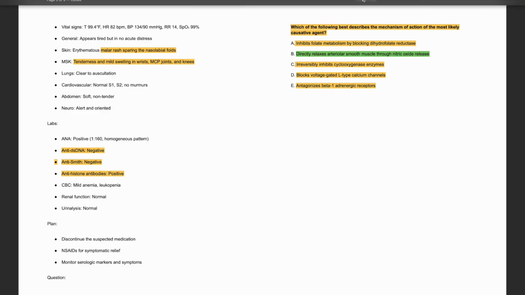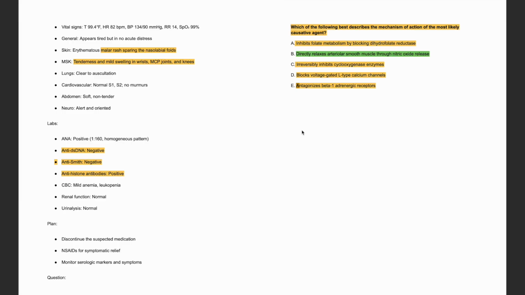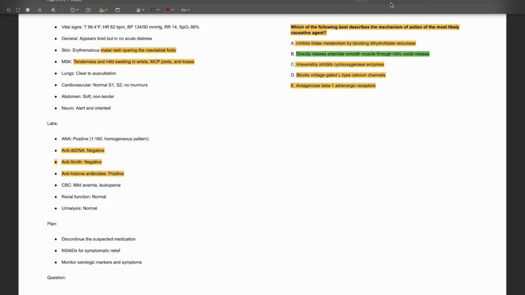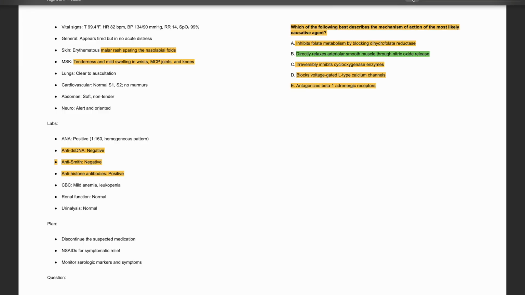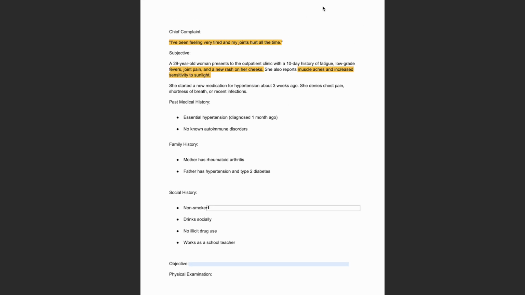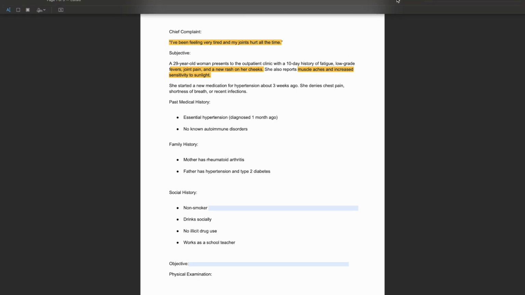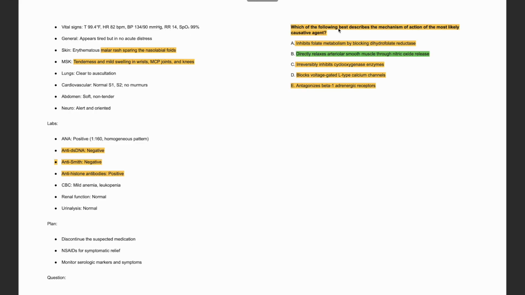So the key point to solving this question is we need to know three things. Number one is what SLE presents with, and then number two, we need to know that drug-induced lupus has antihistone positive antibodies. And number three, we need to know the three drugs that cause drug-induced lupus, which would be hydralazine, procainamide, and the final drug is isoniazid. So those three drugs are the ones that cause drug-induced lupus. So if we know that and the mechanism of action of those drugs, and then we come back to the question, we can solve that. B is our answer. So for this type of question.